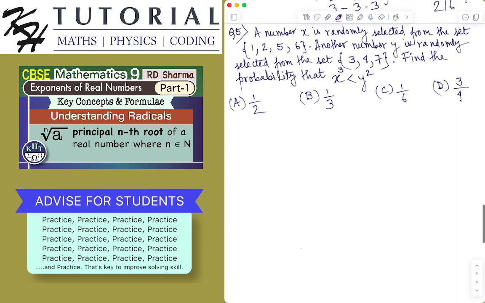A number x is randomly selected from the set 1, 2, 5, 6. Another number y is randomly selected from the set 3, 4, 7. Find the probability that x's cube will be less than y square. So first of all, what will be the small n? In how many ways can we select the two numbers x and y?